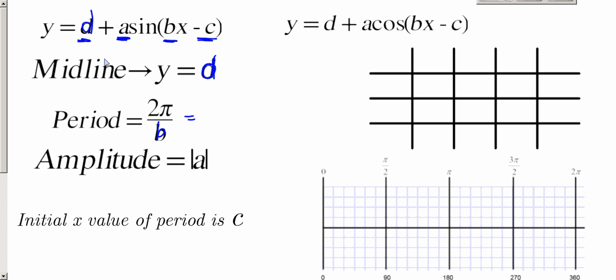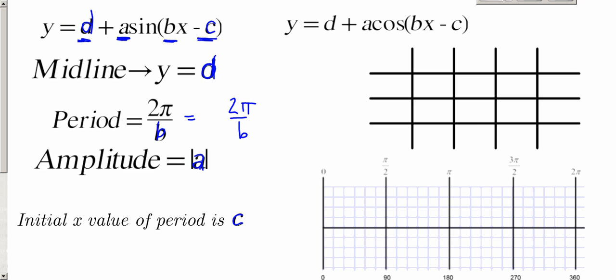How high the curve is going to be is the absolute value of a. And if there's a horizontal shift, this value c is going to be the first value where the period begins. And then I would add whatever 2 pi over b comes out to be to find out the end of the period for the curve.